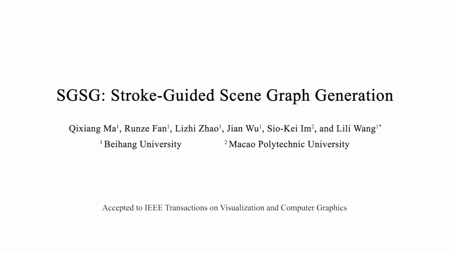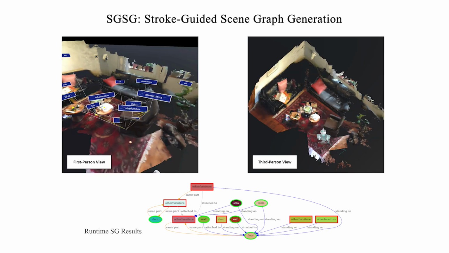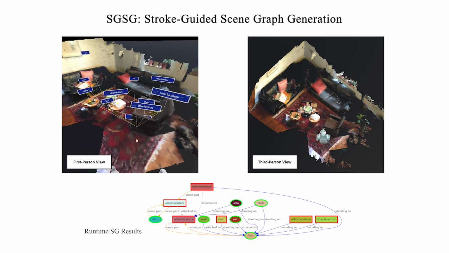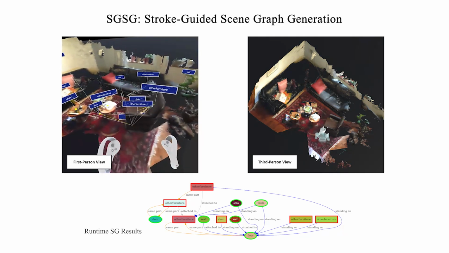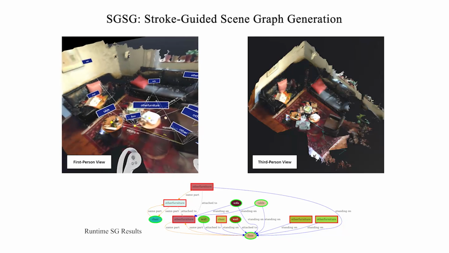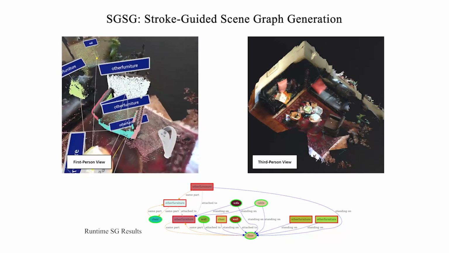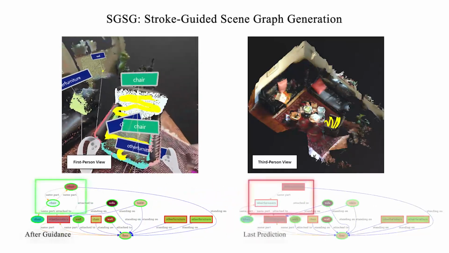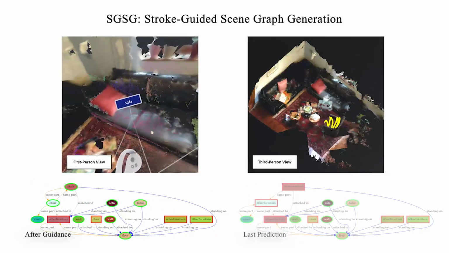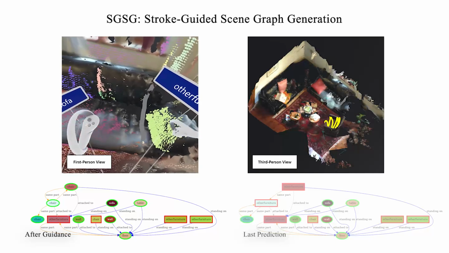SGSG, Stroke-Guided Scene Graph Generation. In this paper, we propose SGSG, a stroke-guided scene graph generation approach, to improve structured semantic understanding of 3D scenes. Using XR controllers, users can inspect point clouds and scene graphs anchored in space, and draw strokes to refine the semantics of both objects and predicates, thereby enhancing semantic scene graph predictions through real-time interaction.